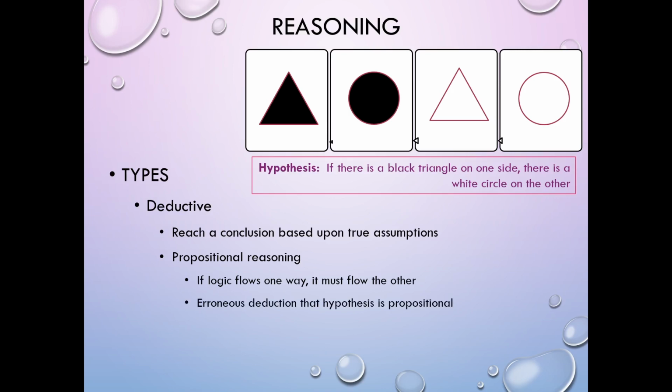It's an erroneous deduction to conclude that a hypothesis is propositional. Hypotheses have to be super specific. And so if it was supposed to be and vice versa, it would need to say and vice versa. But our natural tendency in our deductive reasoning process is usually to do that kind of propositional reasoning and to just sort of mentally think and vice versa.